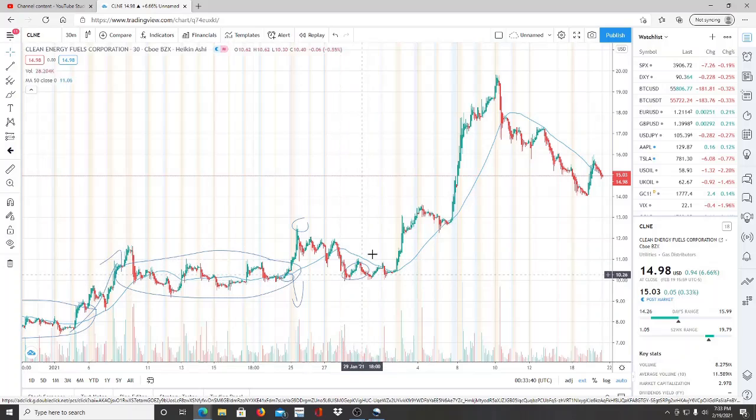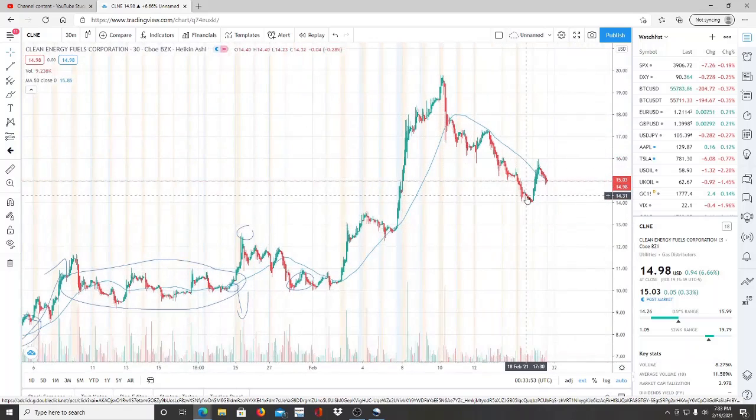I talked about it again here. It's looking like an opportunity. You want to see some consolidation. It certainly did that for a few days, and it started to run, consolidate, and run all the way up. Now, it's pulling back down.